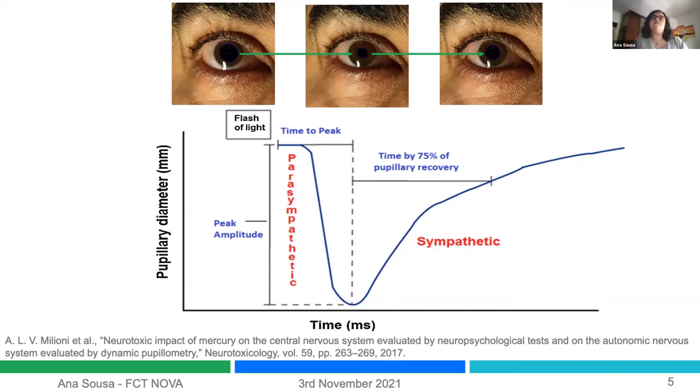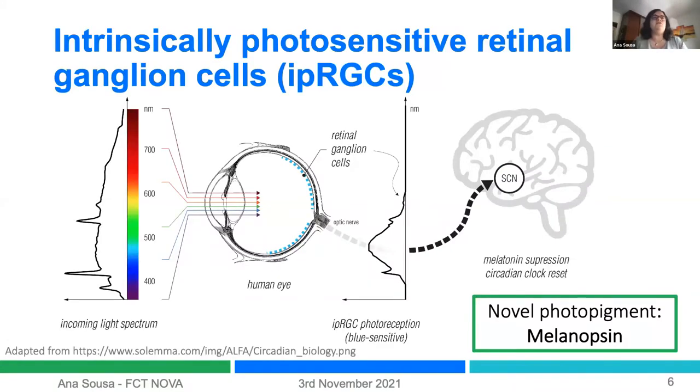This technique regained a new interest over the last 20 years, more or less, due to the discovery of a novel photopigment, which is called melanopsin. So basically, before, scientists and everyone thought that the only photoreceptors that we had were the cones and rods. But over 20 years ago, they found out that we also have some cells called intrinsically photosensitive retinal ganglion cells, part of the retina, that has this new photopigment called melanopsin. There's a particularity related to this photopigment, which is its sensitivity to the blue light.